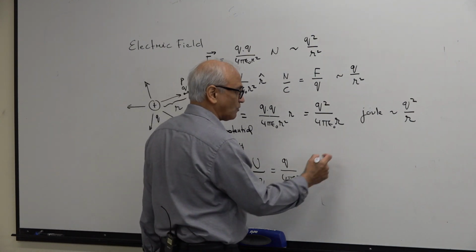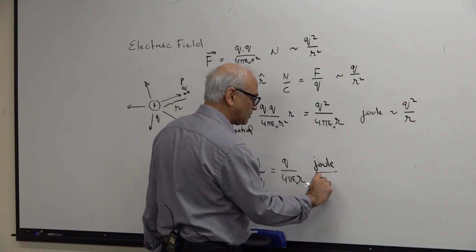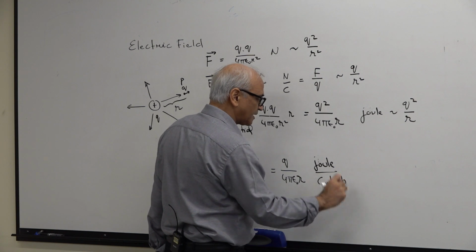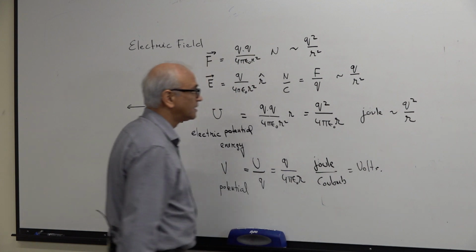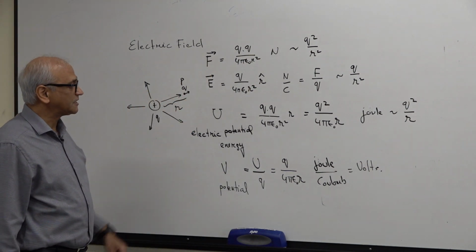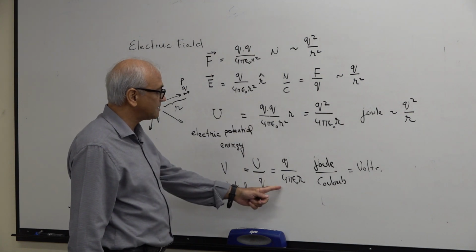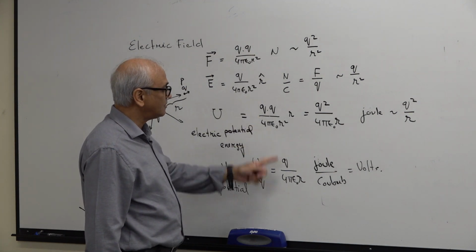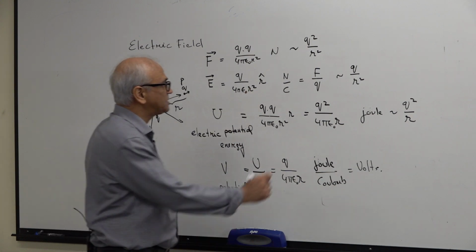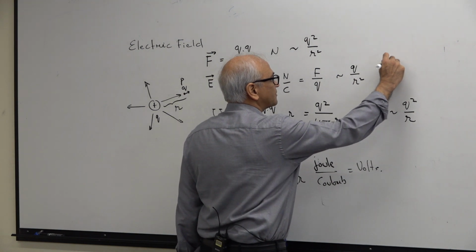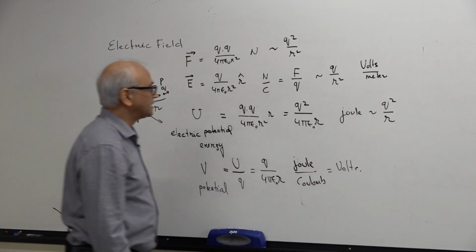Sometimes we simply call it volts, but you can see what volts is. It's basically joule over coulomb, and that we define as volt. Okay, volts. If I go back and look at the electric field, and I compare this with that, you can see that I have an extra R on the bottom for the electric field. So if I take my volts, I divide by meter, I can get electric field.